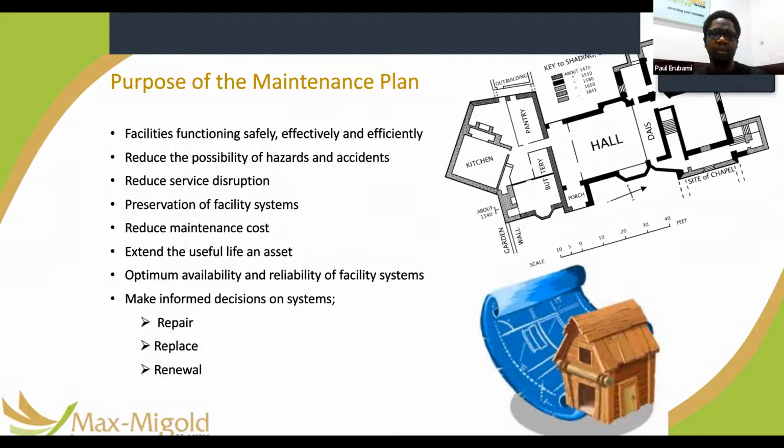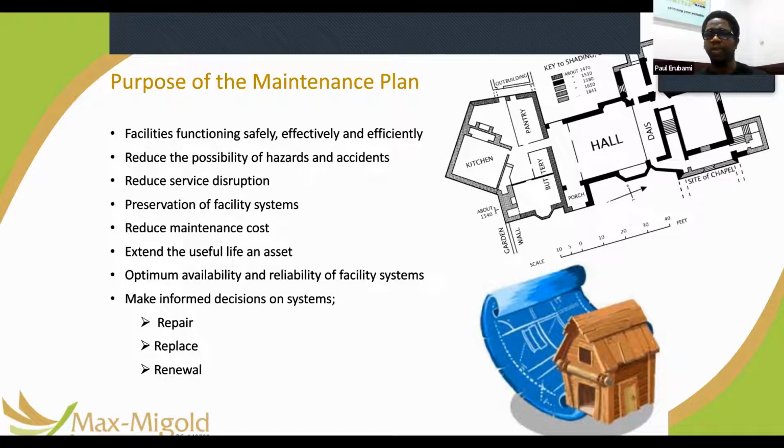Why do we have a maintenance plan? We want to ensure that our facilities function safely and effectively and efficiently. So what's different between effectively and efficiently? Effectively means it's working, it's delivering the kind of results that we hope for, in the direction that we are looking for.